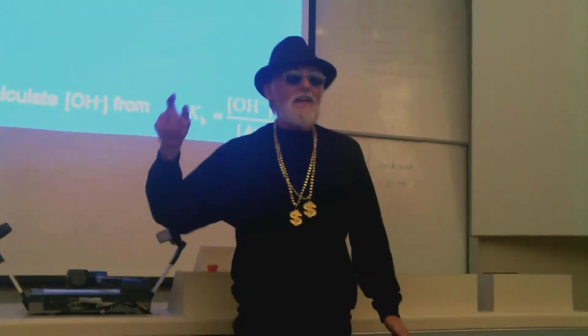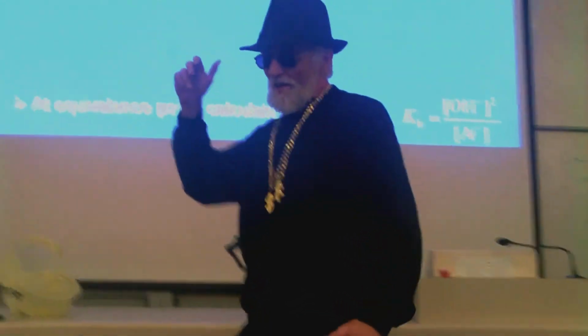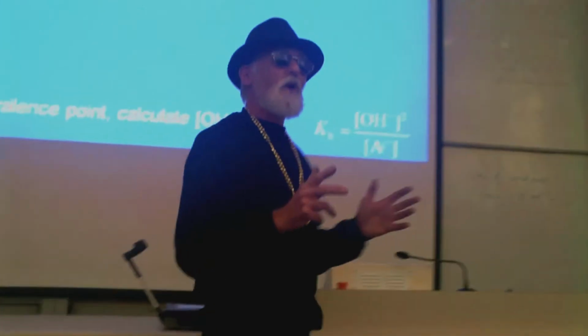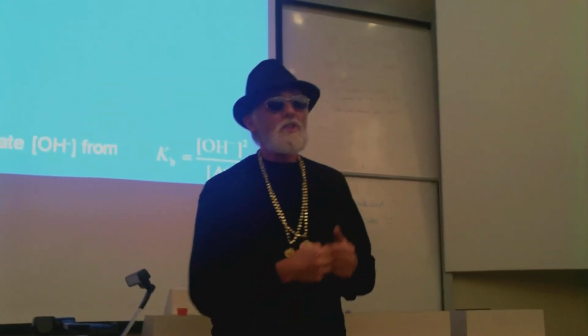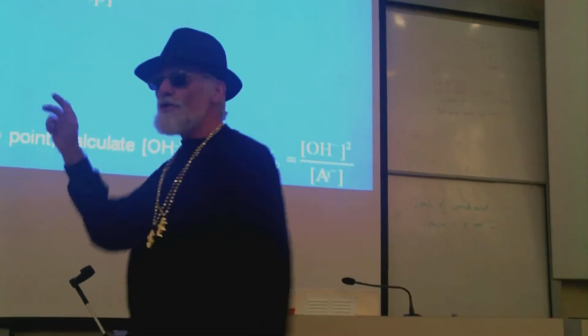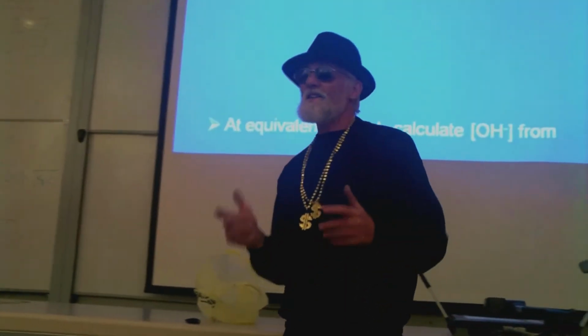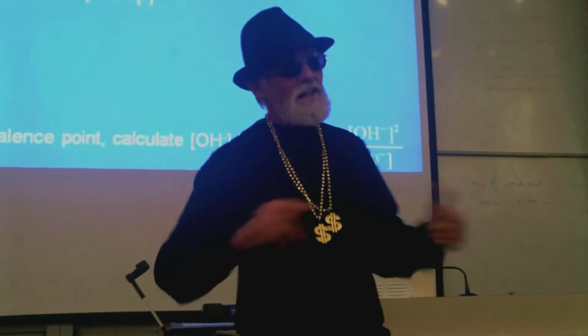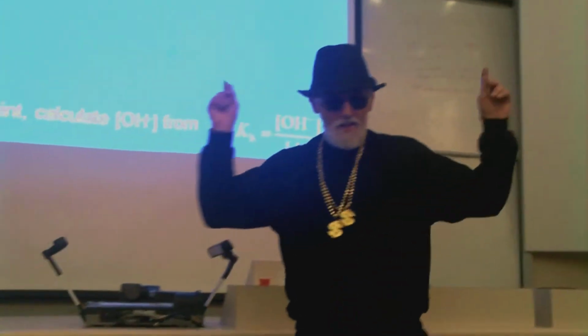When HA equals A minus, the ratio is 1. Log of 1 is 0. Hell, that term's just gone. So, the pKa is halfway to the equivalence place. It's the pH where the acid equals its conjugate base. And if you can't remember that, then in your face.